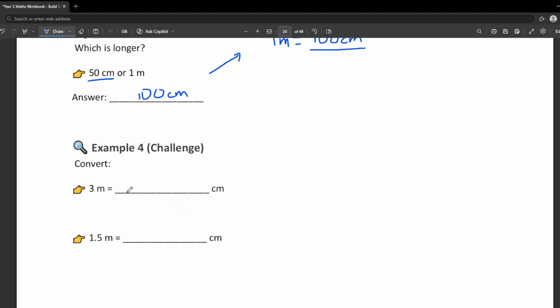Now for our last two examples, let's convert 3 meters into centimeters. So using the same principle, 1 meter equals 100 centimeters, which means 3 meters is going to be 3 times this amount, so 300 centimeters.